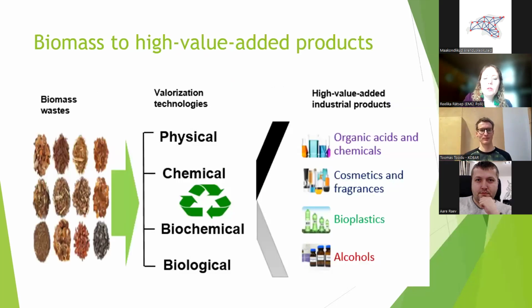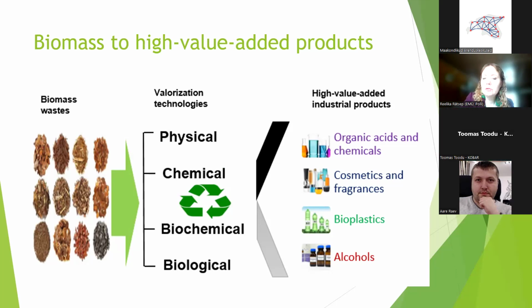Now, if we take a look more closer to the biomass wastes, then we can distinguish many technologies that can be used. So there are physical, chemical, biochemical, biological technologies that we can use. And from that, we can obtain high value-added industrial products. And the most common groups that we can see here are the organic acids and chemicals, the cosmetics and fragrances, bioplastics, alcohols, and also fuels and energy.